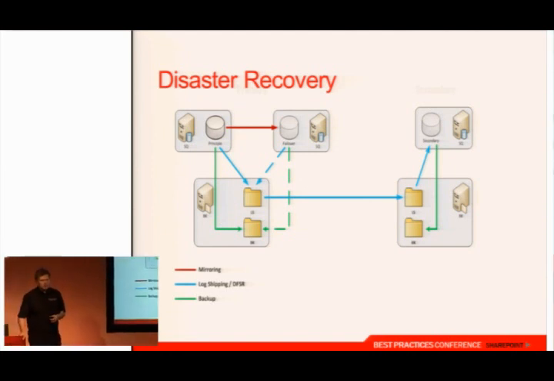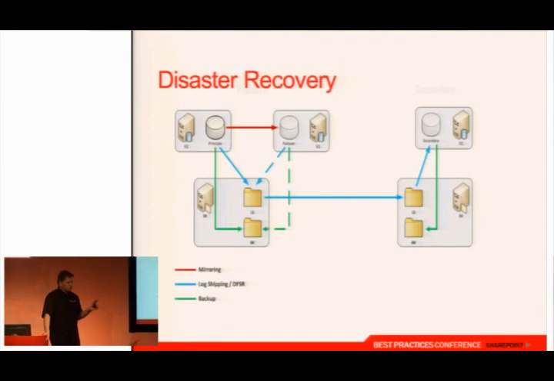We're mirroring between the two. That gives us our first two copies of the customer's data. We then log ship to a DFSR location, so we can transport the data to our DR location and roll it onto our third database, our secondary farm, which gives us our third copy.